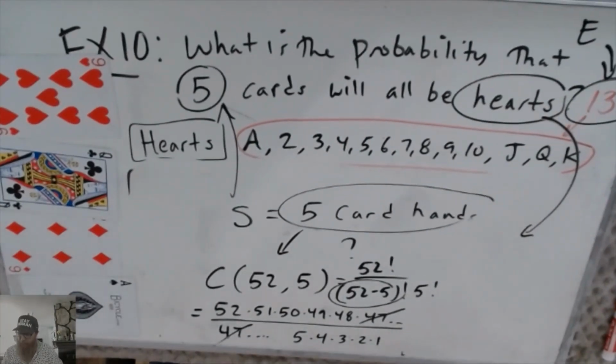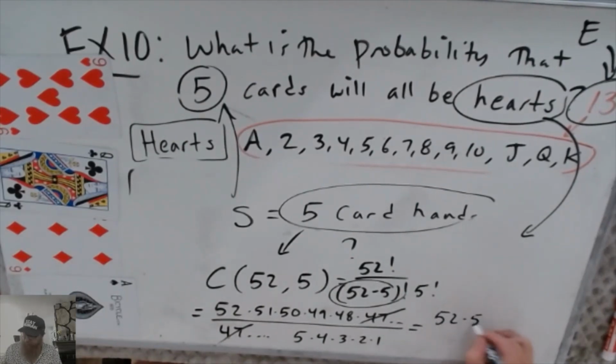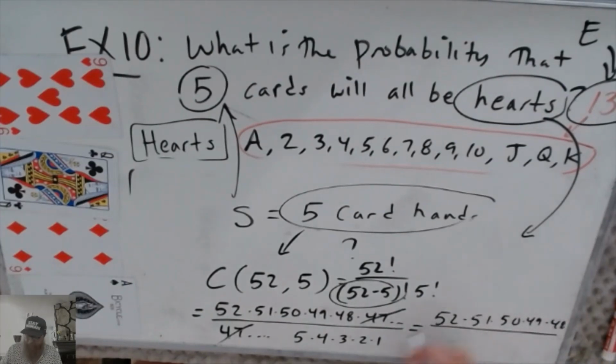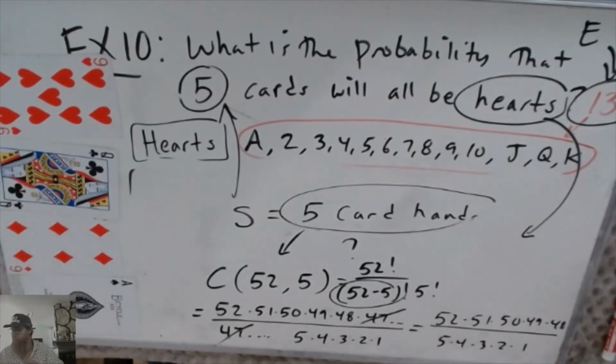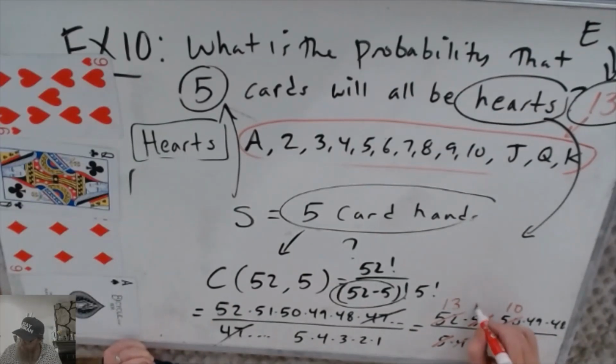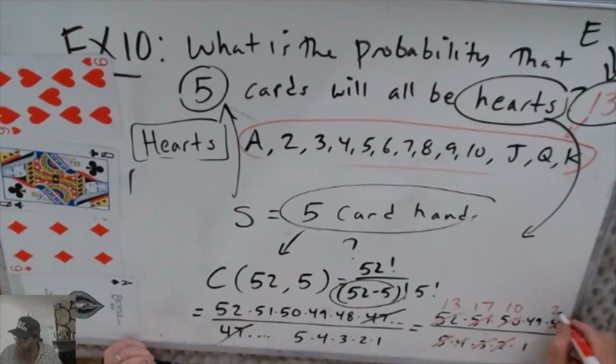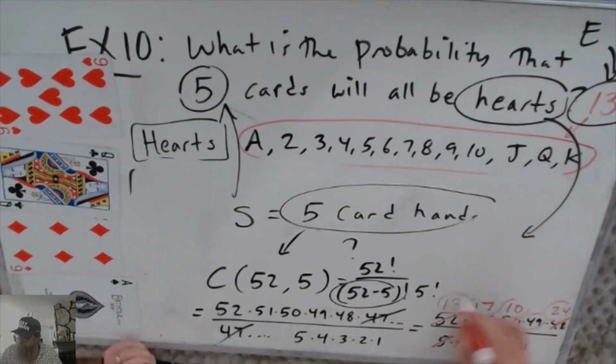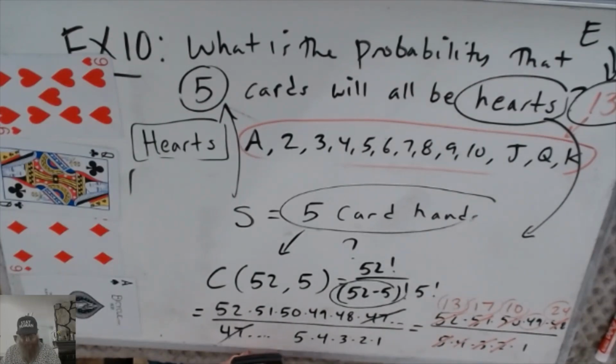This is our E here. Our event E is 13 possibilities. So we've got 52 times 51 times 50 times 49 times 48, all divided by 5, 4, 3, 2, 1. I like to simplify this a little bit. 5 goes into 50 10 times. 4 goes into 52 13 times. 3 goes into 51 17 times. And 2 goes into 48. How many times does 2 go into 48? 24 times. So when you actually calculate, you want to do yourself some favor and calculate the smaller values, or you can suffer with the bigger numbers. It's really your choice.